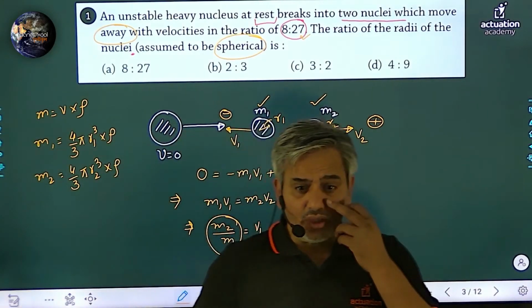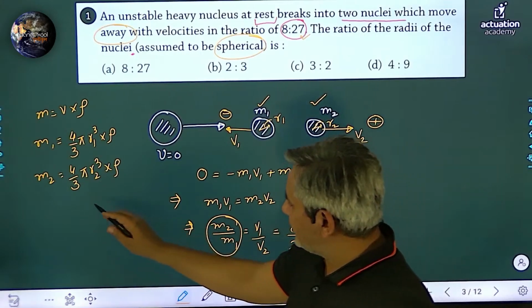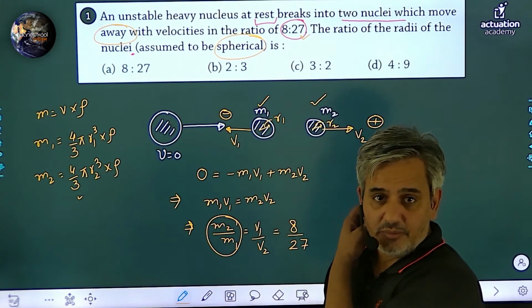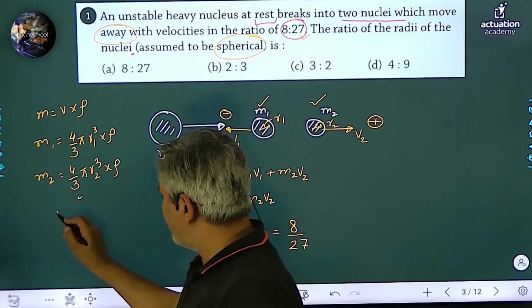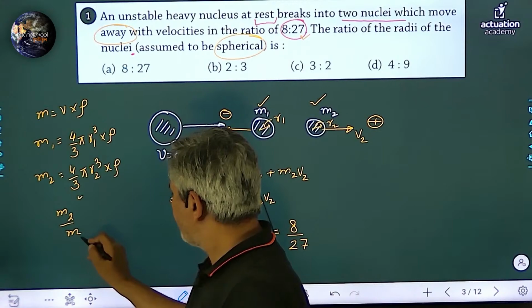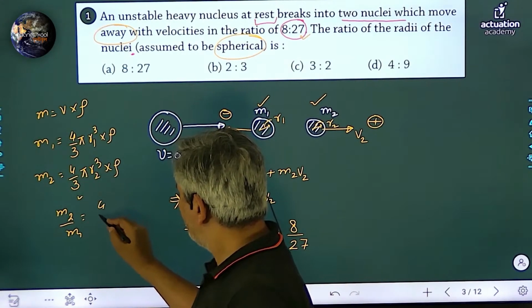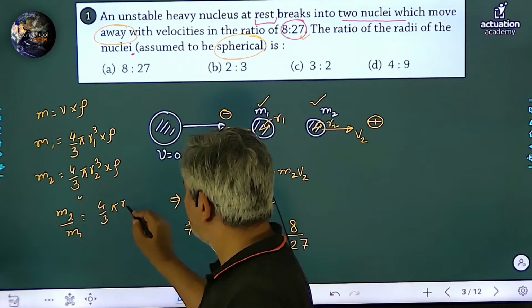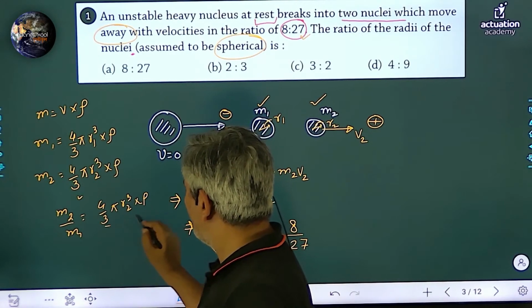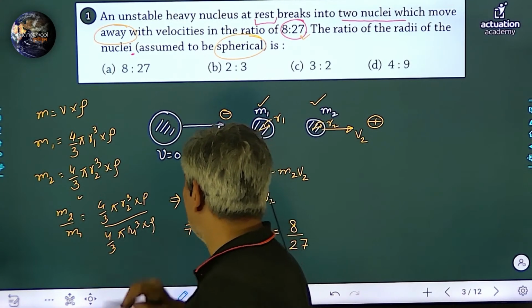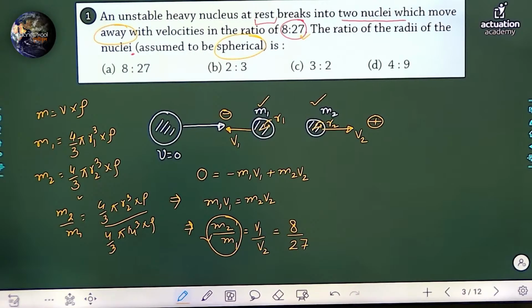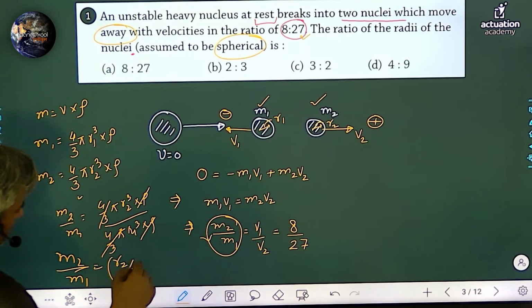Now from this, we can easily write the ratio of M1 and M2. We need M2 over M1, which is 4 by 3 pi R2 cube into density over 4 by 3 pi R1 cube into density. From this, we can easily find the ratio: M2 over M1 becomes R2 over R1 whole cube.